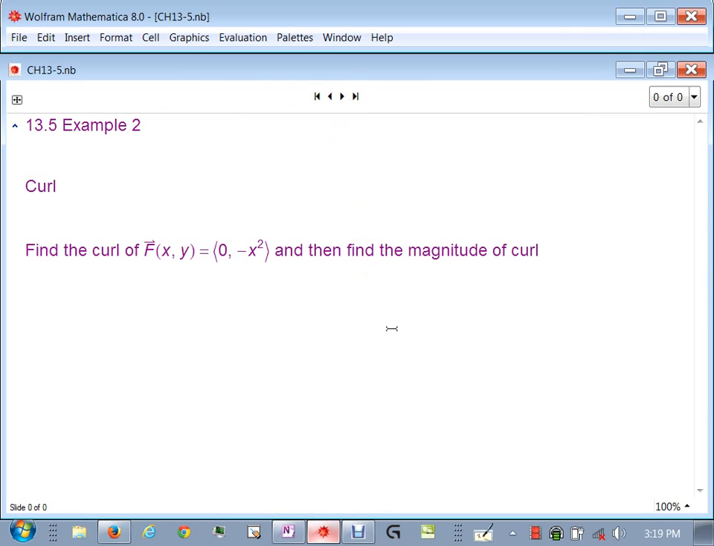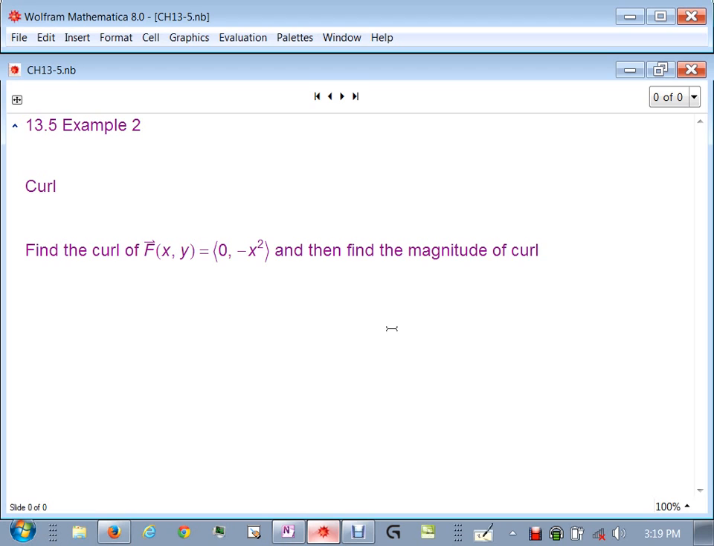Find the curl of the vector field F of x, y equals 0, negative x squared, and then find the magnitude of the curl. Well, what's the problem here? What's the issue? It's two-dimensional, right? Two-dimensional vector field. The curl requires us to compute the cross product. The cross product is on vectors in 3D only, right?